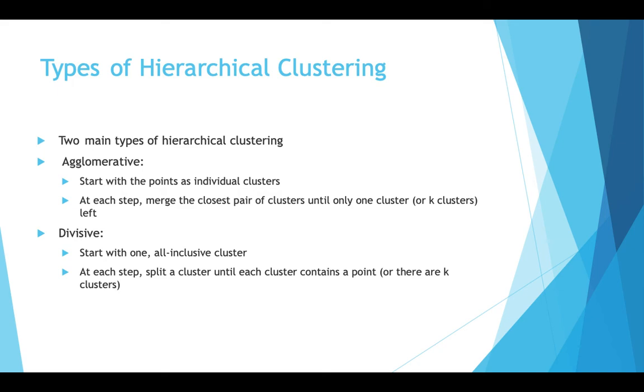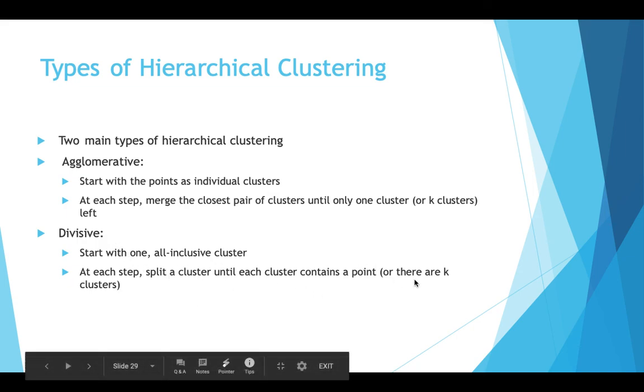Second type is divisive. We start with one cluster, all the data points in one cluster, and we split them until each cluster contains a single point. One other way to think: if you specify that you want 4 clusters and you have thousands of data points, then agglomerative will merge until you get 4 clusters, and divisive will divide until you get 4 clusters.